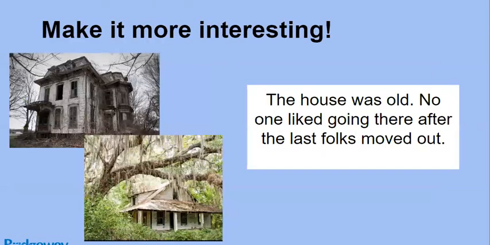Now you can have some practice here, with some images to give you an idea, with these kind of bland sentences: the house was old. No one liked going there after the last folks moved out. Depending on how you describe it, you could have the house was creepy and eerie, the windows creaked and rattled. Or you could have something like the house was very cheery. It was out in the woods. There was a strange lady who used to live there. All of those work with very different imagery depending on the adjectives and adverbs that you decide to use to show rather than tell.